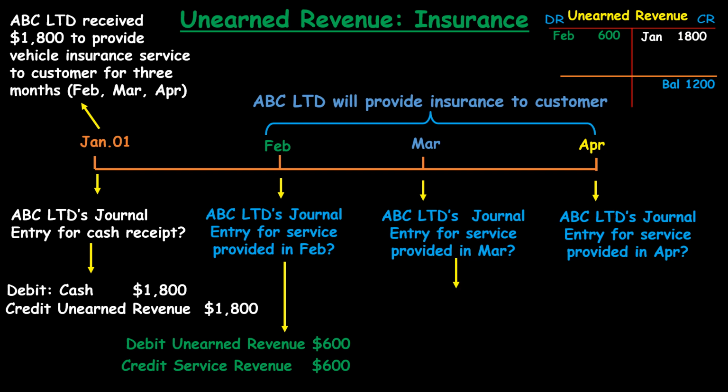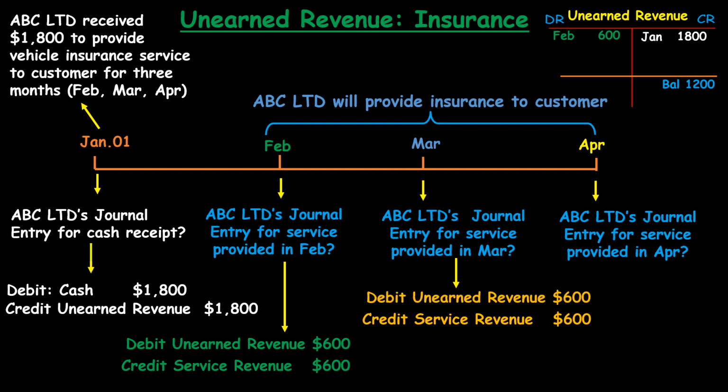At the end of March, a similar thing will happen. ABC Limited provided the service to the customer, so it has earned that as revenue, and it will credit revenue $600. Again, ABC Limited has 1 month less obligation to the customer, so we will debit unearned revenue. Looking at the T accounts in the corner of the video, you can see that for March it is debited, bringing the balance to $600, which means ABC now has $600 of obligation to the customer.